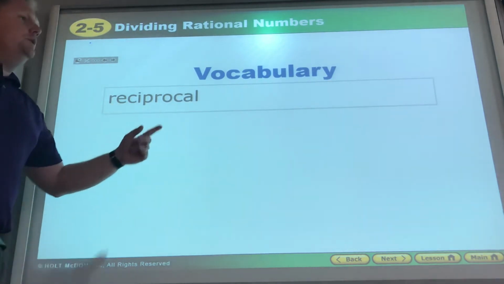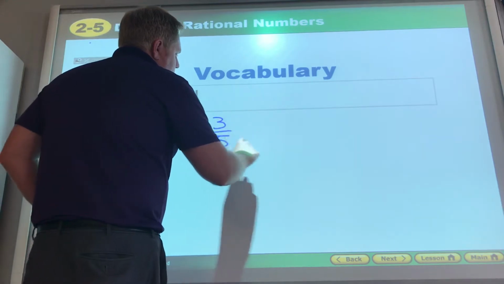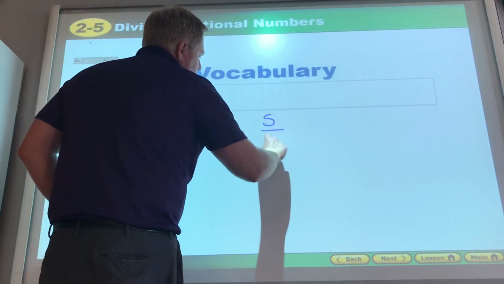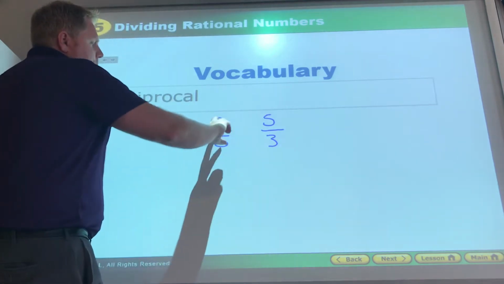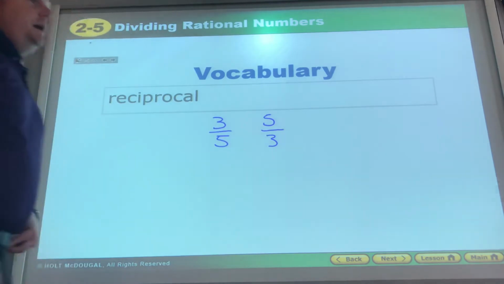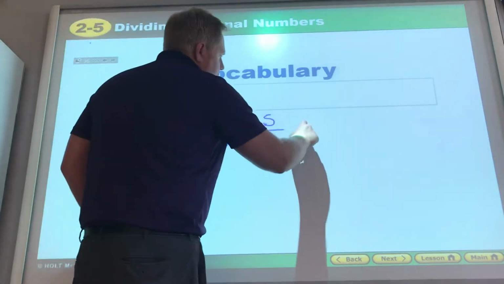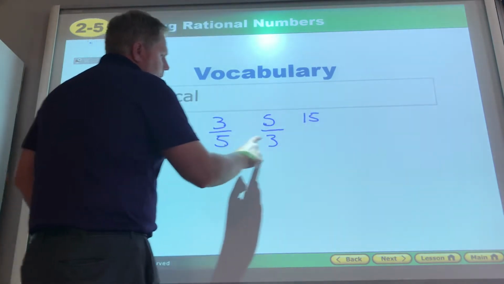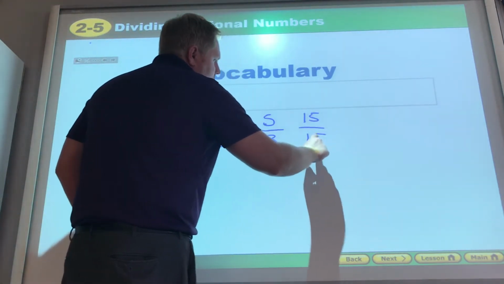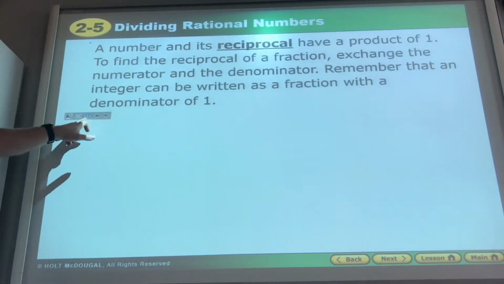Today we talk about the reciprocal. With the reciprocal, you literally just put the numerator in the denominator spot, and the denominator in the numerator spot. You flip them. When you multiply a number by its reciprocal, you always get 1. They're going to give you the big definition though. A number and its reciprocal have a product of 1. Hey, I said multiply by the reciprocal, you get 1.